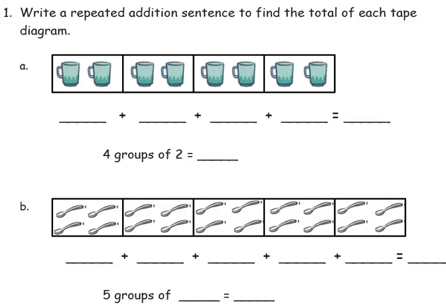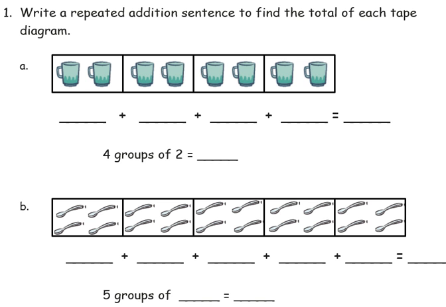This tutorial is for 2nd grade, Module 6, Lesson 4. In this lesson, we're going to transfer our groups onto tape diagrams, and then we're also going to move off of pictures to working with numbers. The first problem says, write a repeated addition sentence to find the total of each tape diagram.